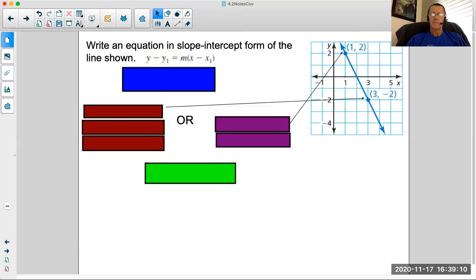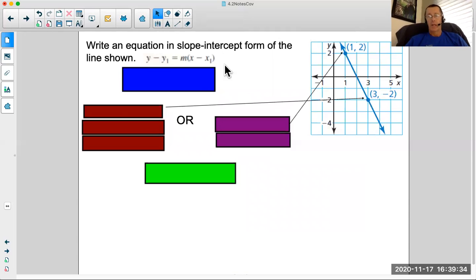Okay. So now we're going to write an equation in slope intercept form of the line shown. Okay, now here's the issue here. We don't know what the y-intercept is. We could figure out the slope, right? But we don't know what the y-intercept is. But we do have points, right? In fact, we have 2 points here. So can we figure out the slope?